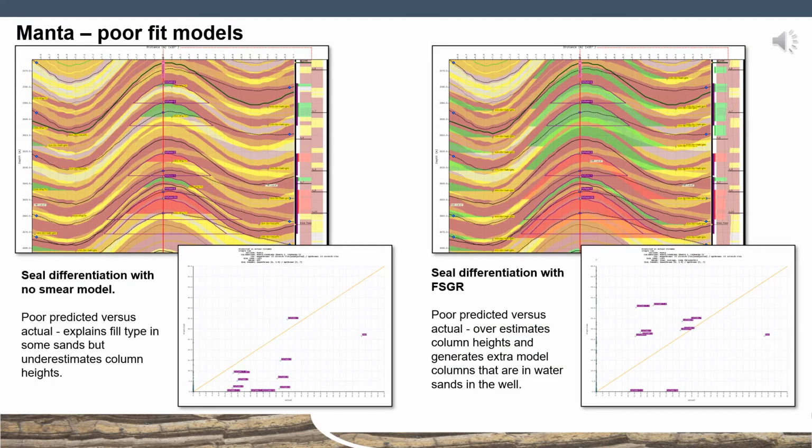What we're looking at here are two pore fit models for Manta. The first is seal differentiation but with no smear, and what we end up with here is a pore fit of predicted versus actual, where the model columns are significantly less than the actual columns observed in the well. On the right we have the FSGR model, and the result here is that the model overestimates the hydrocarbon column heights compared with actual. So these models are rejected on that basis.